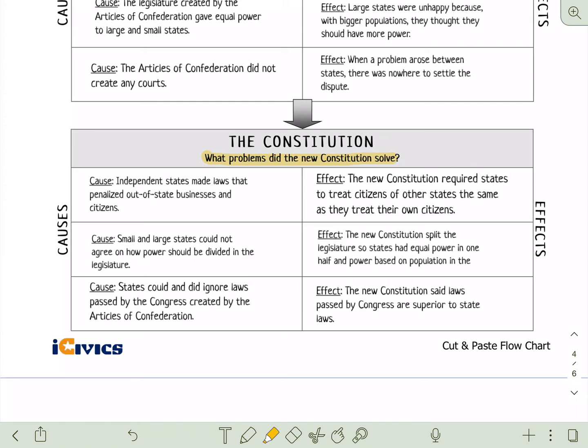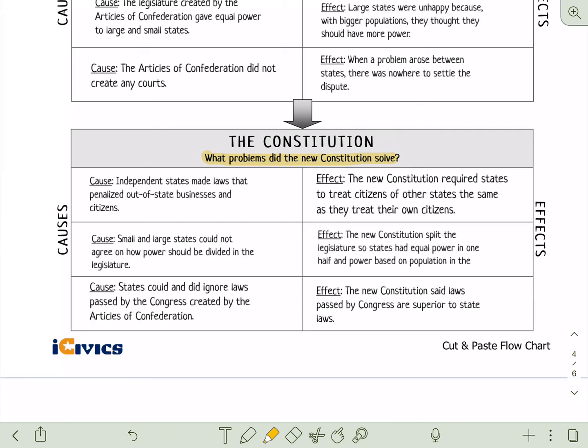And the last issue that the Constitution tried to solve was that states oftentimes ignored laws that were passed by Congress under the Articles of Confederation. And the resolution of that issue was saying that laws passed by Congress are superior to state laws. So a law created for the United States under the Constitution would be above any laws created by the states themselves.